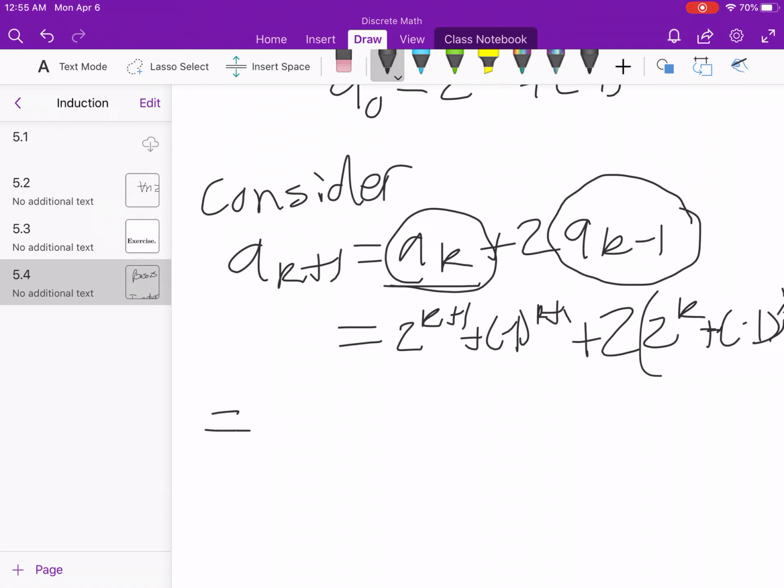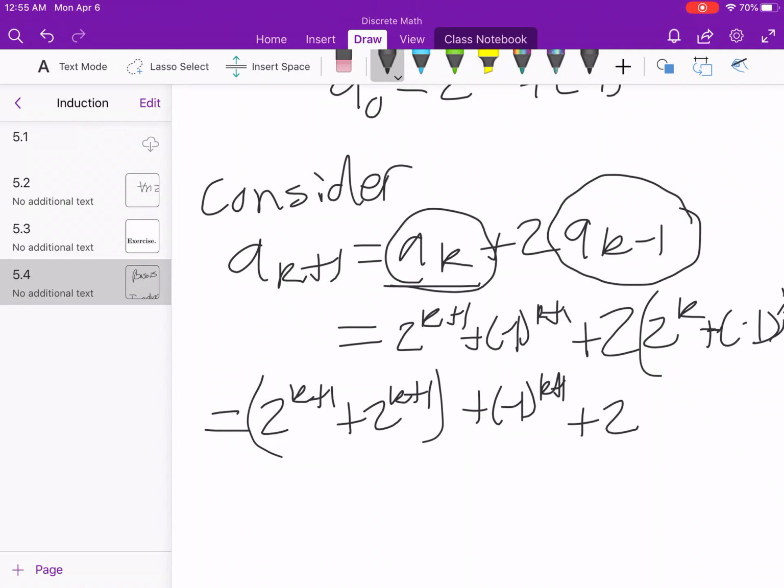So I'm going to do a couple of things. Some things are going to look really weird for a second, and I'll explain what I'm going to do. So I've got 2 to the k plus 1. If I distribute this all the way through, I actually have another 2 to the k plus 1. So I'm going to group 2 to the k plus 1 together. Now I have a plus negative 1 to the k plus 1. And then I've got plus 2 here. This is 2. And then if I multiply that through, I've got 2 times negative 1 to the power of k. I guess I didn't need that extra thing over there. My bad. Okay.